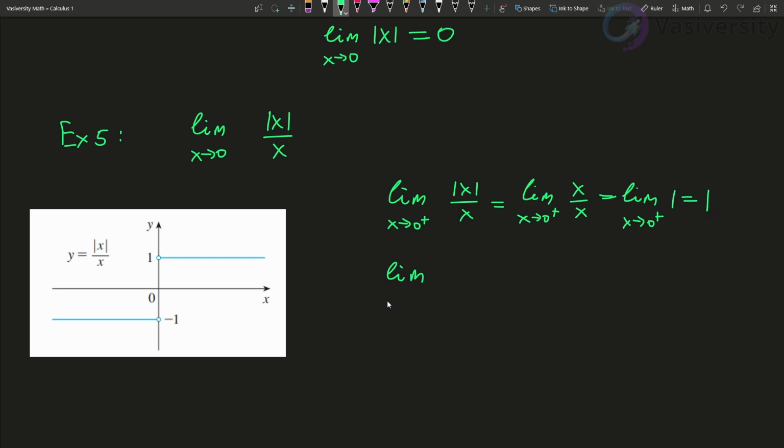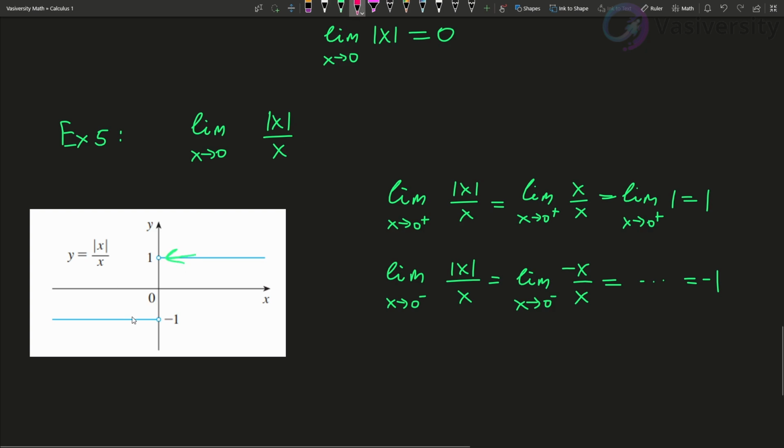Then from the left-hand side, we're approaching 0 from the left of the absolute value of x over x, which is equal to the limit of negative x over x, which is going to be equal to negative 1. Right, so from the right side, we have a positive 1. From the left side, negative 1. They are not equal, right? So if they're not equal, that means the limit does not exist. So essentially, we always want to check that both the left-hand limit and the right-hand limit exist.